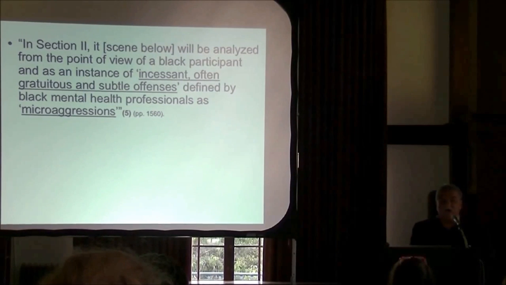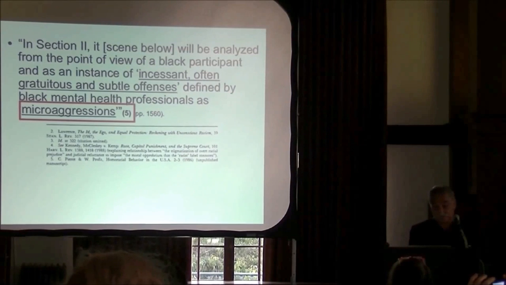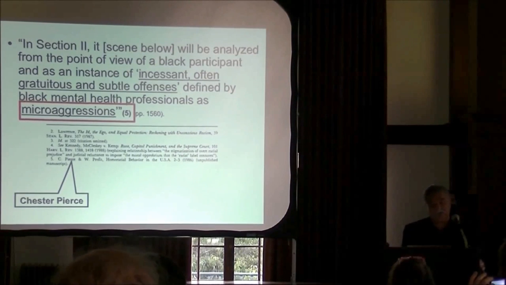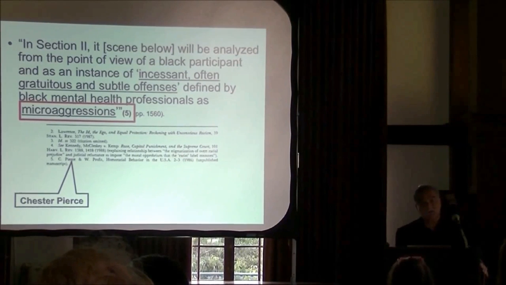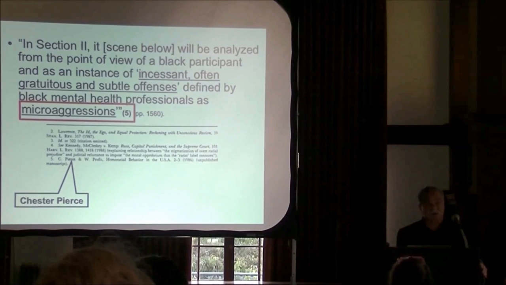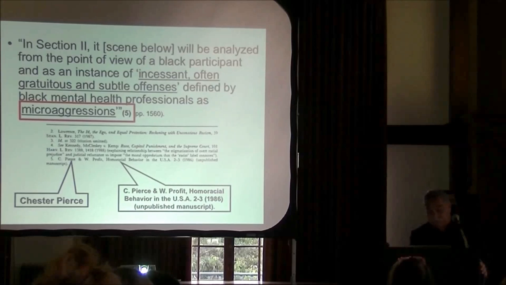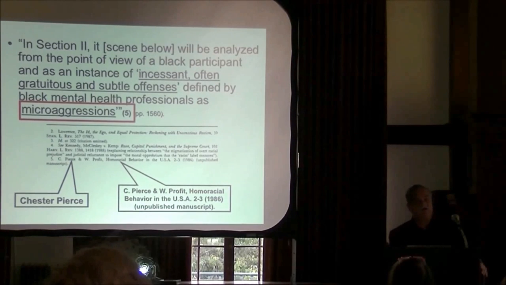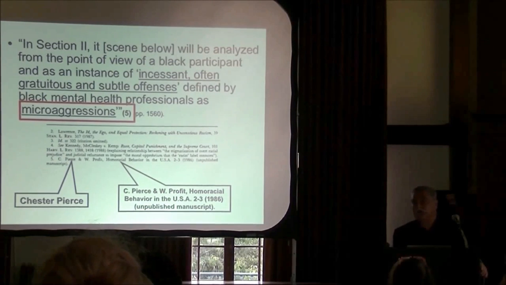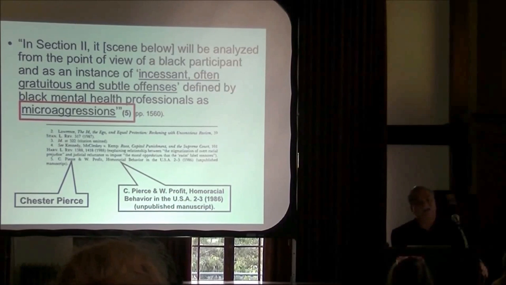And I looked at that number 5 right there, that footnote, and I went down to the footnote, I found Chester Pierce. When I found Chester Pierce, I found sort of the origins of racial microaggressions. And so, this particular article by Chet and Wesley Prophet is called Homoracial Behavior in the United States. It was a two-page article that it took me almost two decades to finally find.